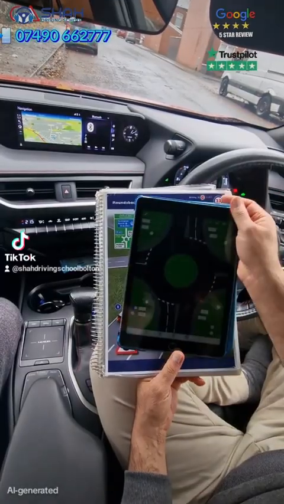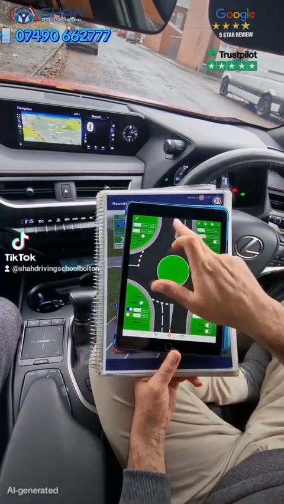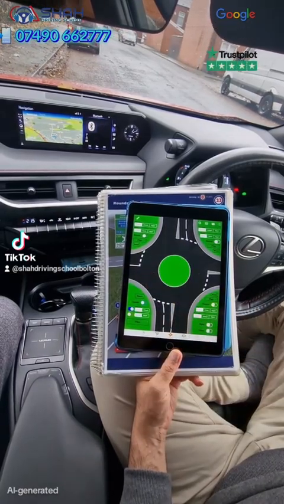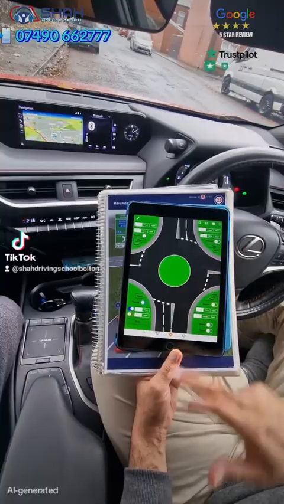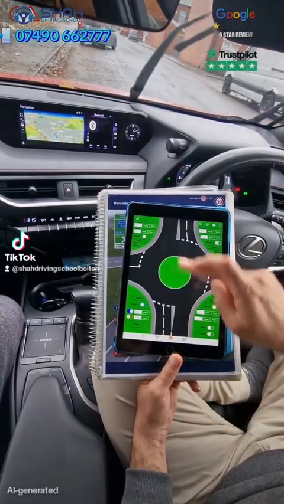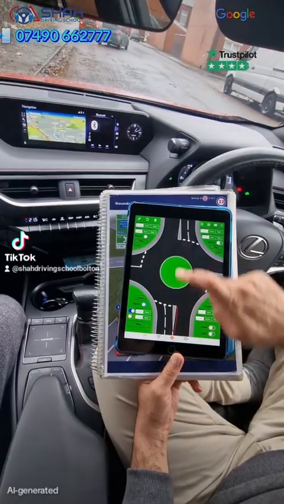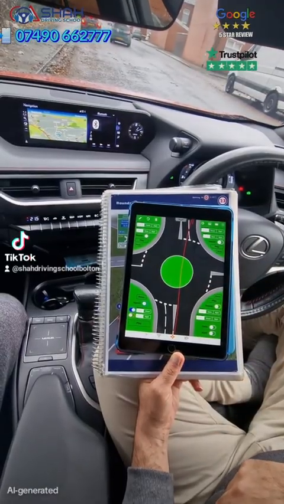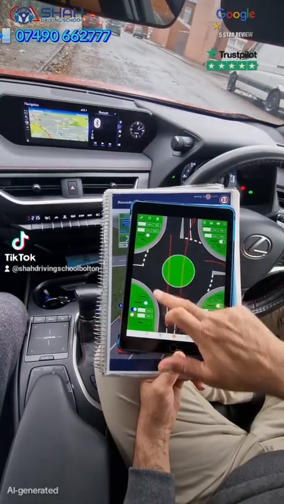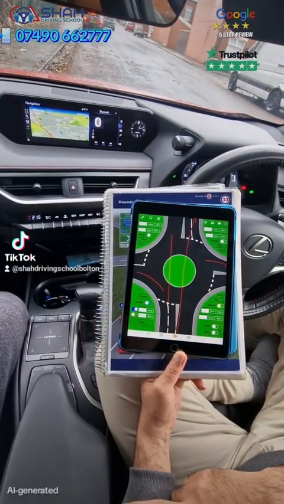But if you look at the iPad here, if I draw a straight line, the first exit is on the left hand side, the second exit is straight, and this time the third exit is on the right hand side. So it depends on the clockwise which exit you are going to. You have to calculate: draw a straight line, and then look, are you going to go left, straight, or right.